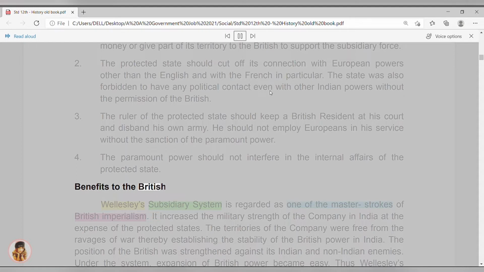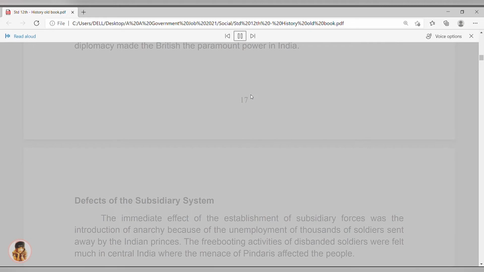Benefits to the British. Wellesley's subsidiary system is regarded as one of the master strokes of British imperialism. It increased the military strength of the company in India at the expense of the protected states. The territories of the company were free from the ravages of war, thereby establishing the stability of the British power in India. The position of the British was strengthened against its Indian and non-Indian enemies. Under the system, expansion of British power became easy. Thus Wellesley's diplomacy made the British the paramount power in India.